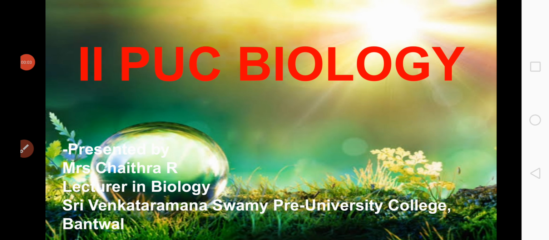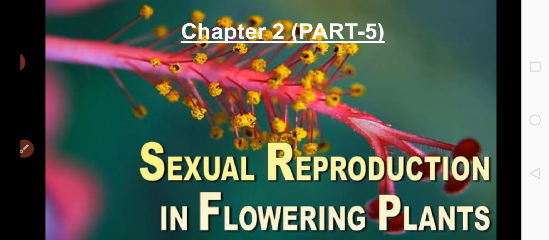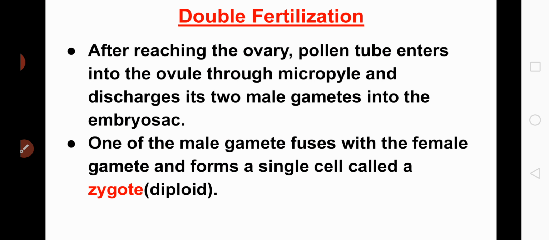Hello dear students. In the previous class we learnt about the topics outbreeding devices in plants, pollen pistil interaction and about artificial hybridization. Now the next topic is double fertilization.